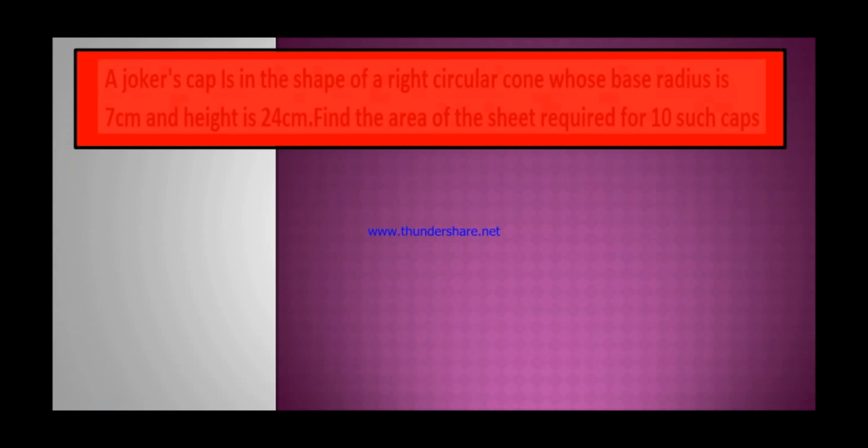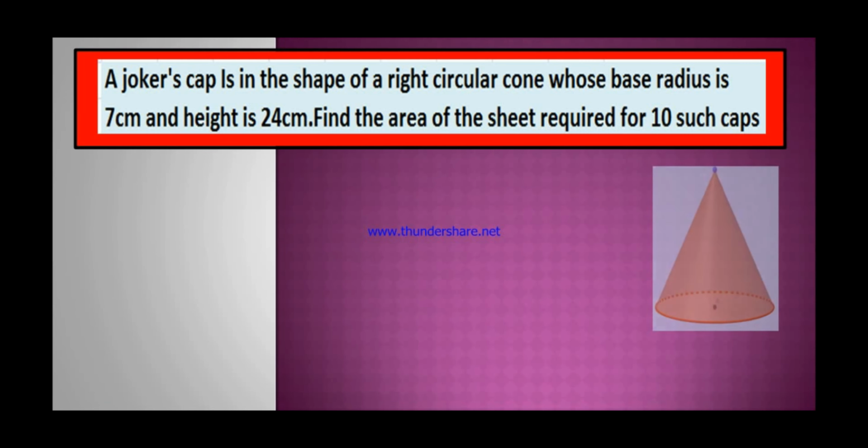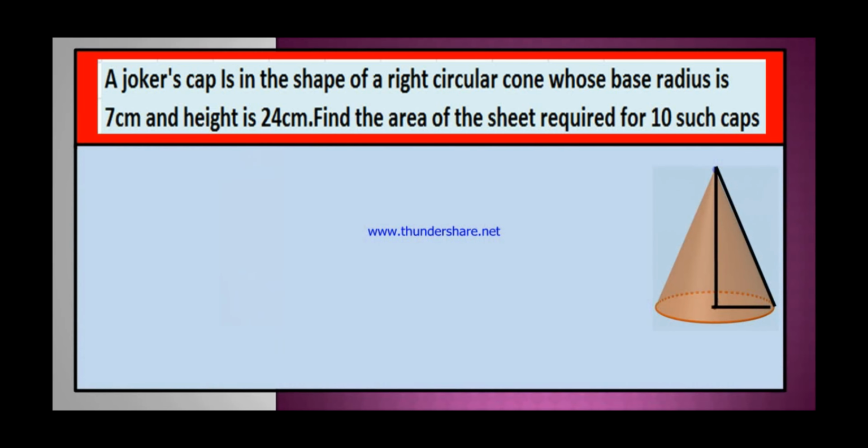Now this is the solution. For this question, let us draw a diagram first. The cap is in the shape of a cone, and if we draw the height and radius of the cone, it may look like this. This is the actual height of the cone, and this is the base radius. The base of the cone is in the shape of a circle, and this is called the slant height of the cone. Slant height is represented by L, actual height by H, and radius by R.